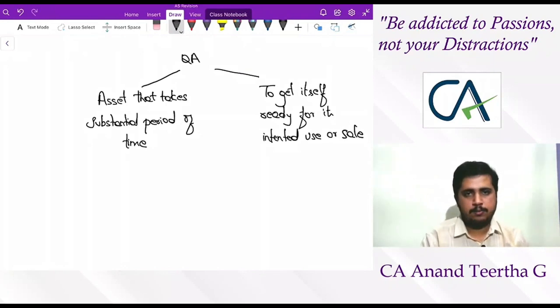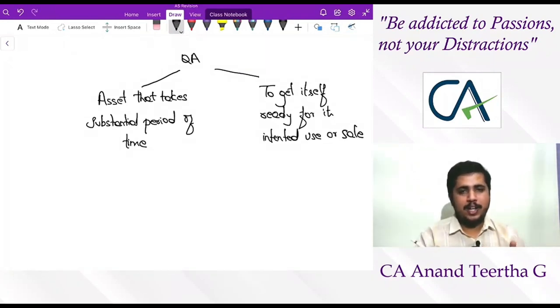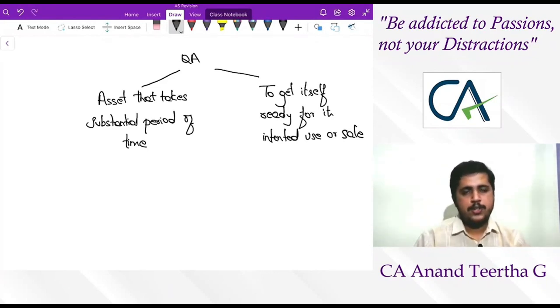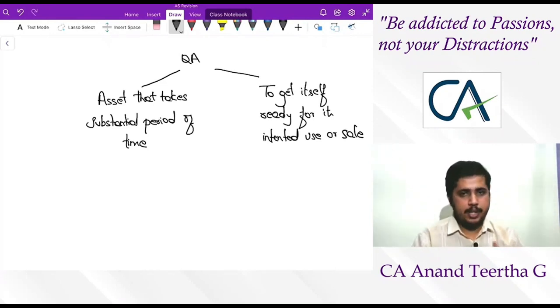Okay, so breaking up the definition, two major points come. What are they? One, substantial period of time. Two, get itself ready for its intended use or sale. So if that is the situation coming into the picture, you call that a qualifying asset.